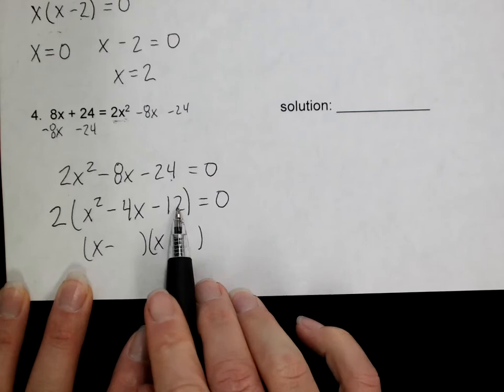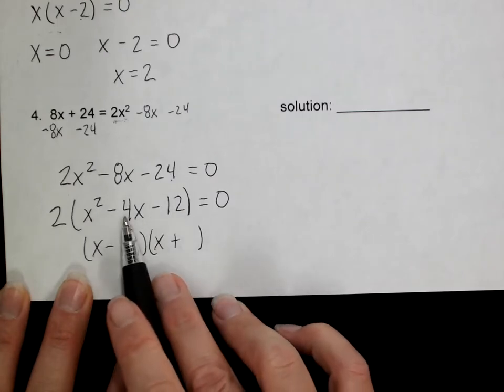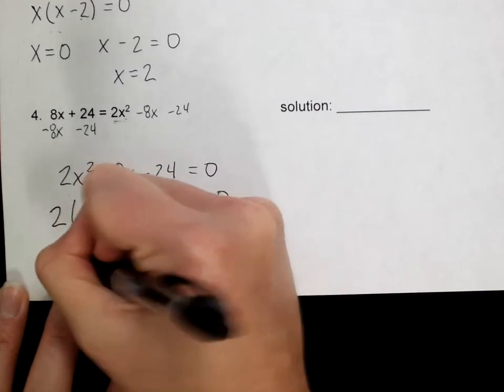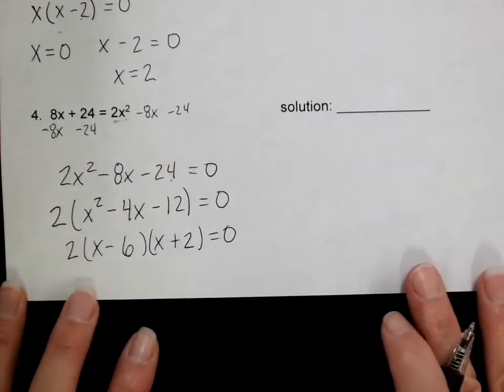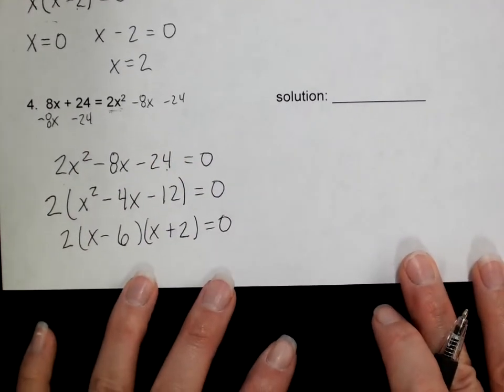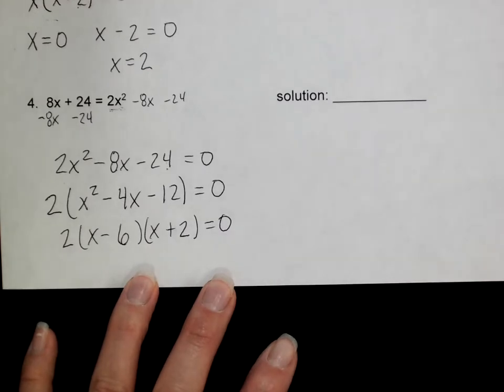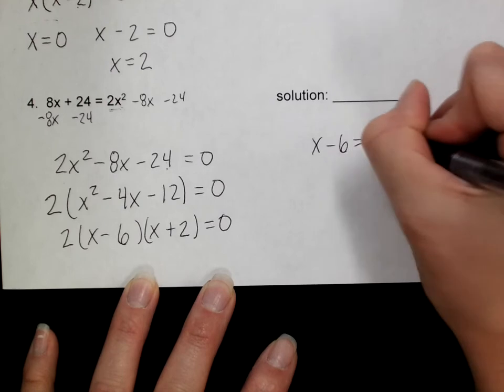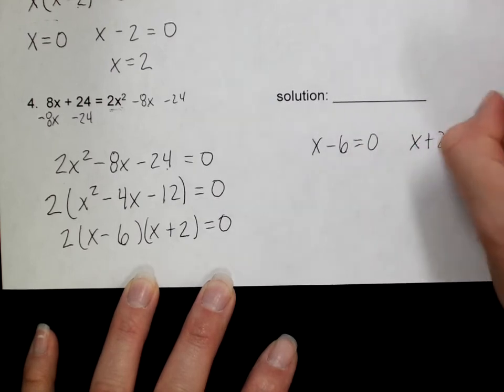What multiplies to be 12 and subtracts to be 4? It's going to be a negative 6 and a positive 2. Greatest common factor stays in front. Again, now to find my solution, I set each factor equal to 0. So I'm going to set x minus 6 equal to 0. And I'm going to set x plus 2 equal to 0.